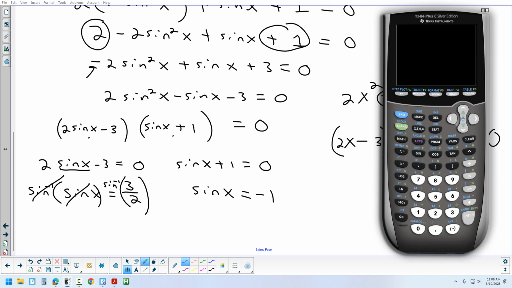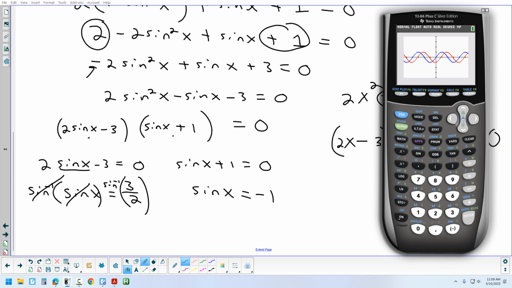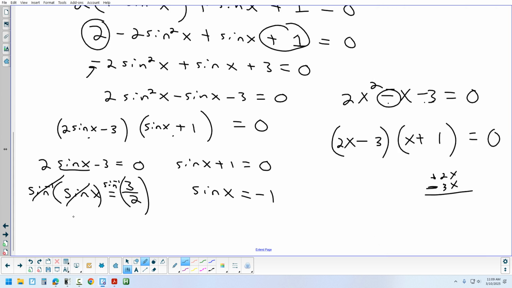And let's take the inverse sine of 3 over 2. What is 3 divided by 2? 1.5. What's the highest you're allowed to do inverse sine with? 1.5 is too high. It's negative 1 to 1. Is 3 over 2 between negative 1 and 1? No. So that's not an answer. From this part of the equation, there's no solution. So this part doesn't help us. This part might.